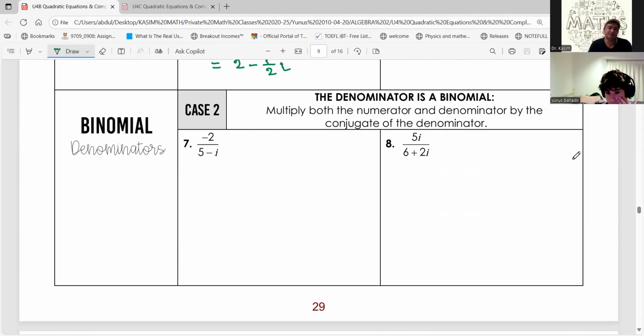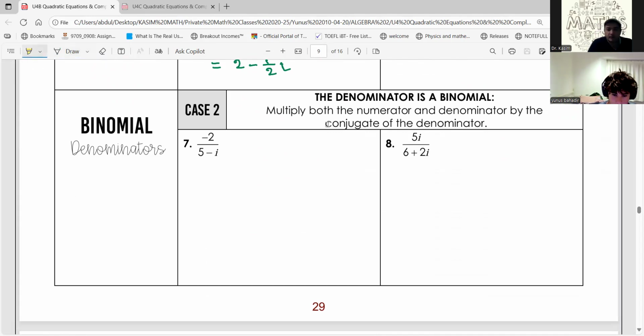Case number 2, the denominator is a binomial. Multiply both the numerator and the denominator by the conjugate of the denominator, right? Again, the conjugate of a plus bi is a minus bi, right? So for the first question, what do we do here? We multiply top and bottom by what? 5 plus i.